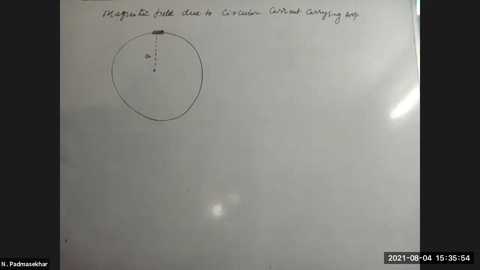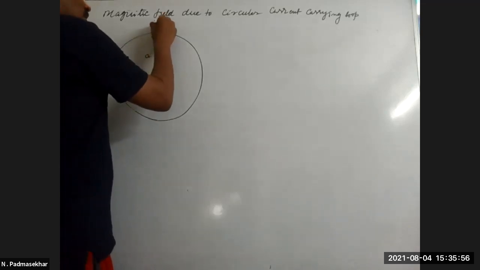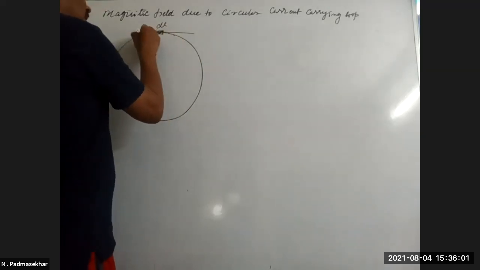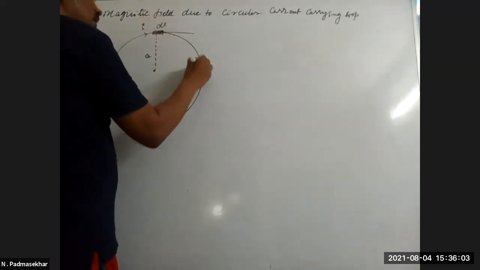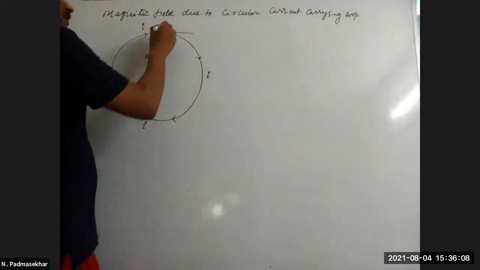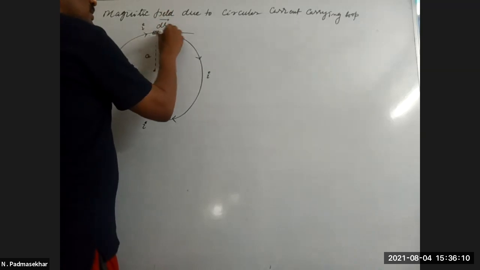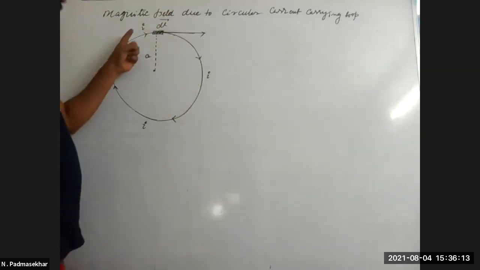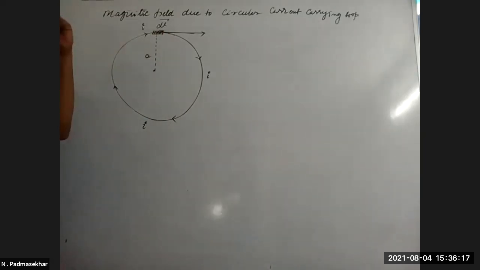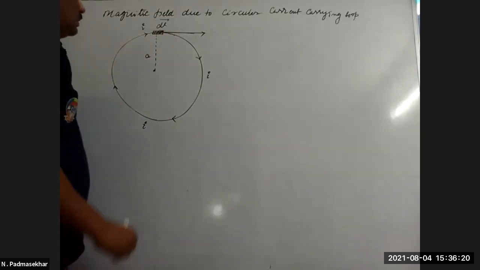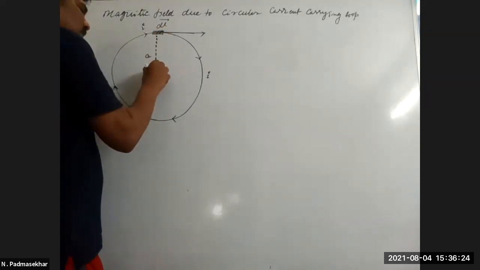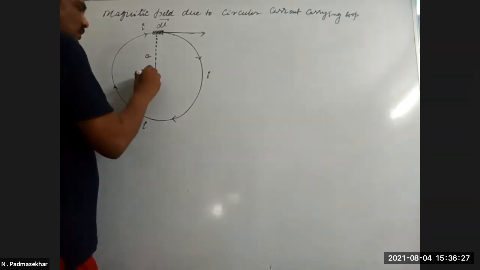So this element, length of the element is dl. This is the direction of the current. In which direction current is there, the same direction there is a length dl also, in the same direction. Length is in the same direction. So here I want to find out the magnetic field.